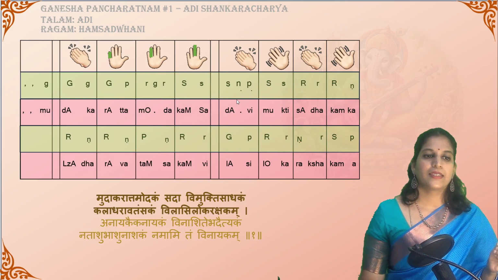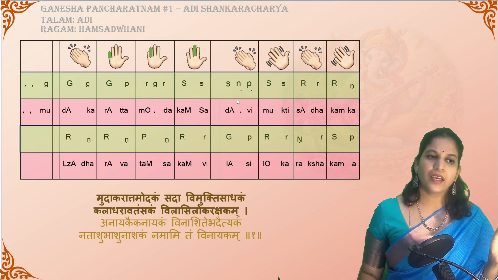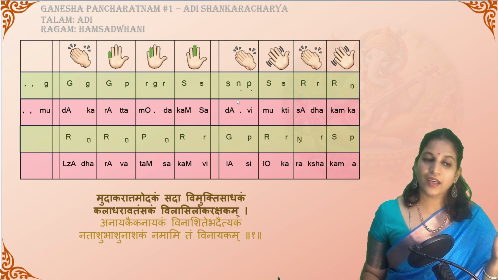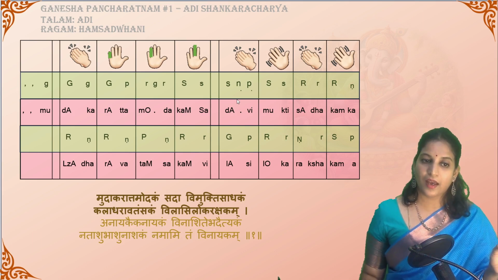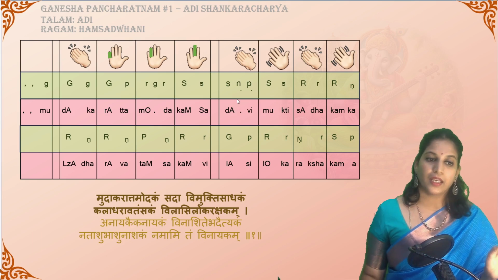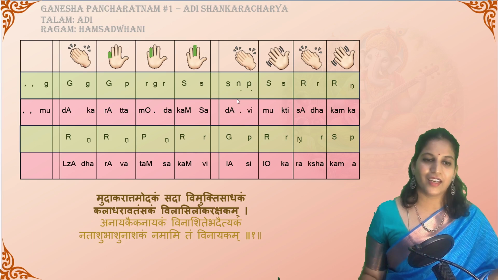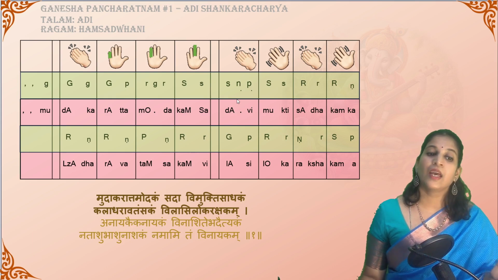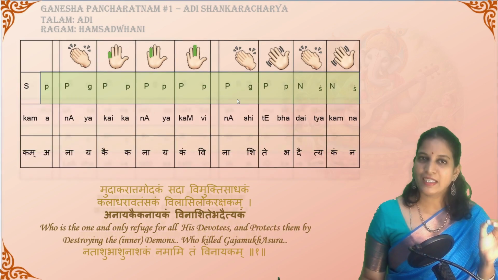Now let's sing the first 2 lines together. Ga ga ga ga pari gari sa, mudakarata modakam sa sa ni pa sa sa ri ri ri sada vimukti sadhakam ni ri ni pa ni ri ri ga pari ri ni ri sa, kaladharavatam sakam vilasi loka rakshakam. Let's move forward to the third line.